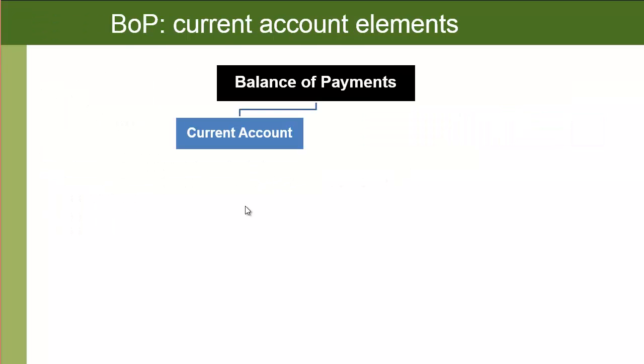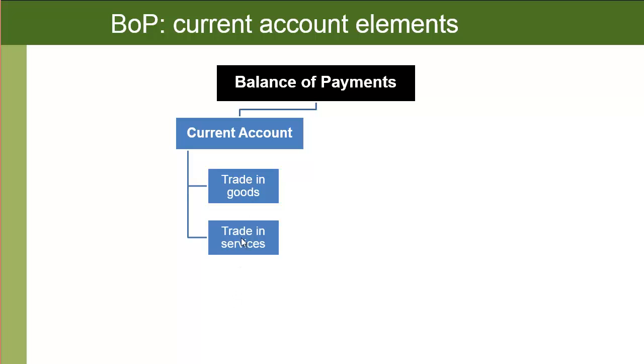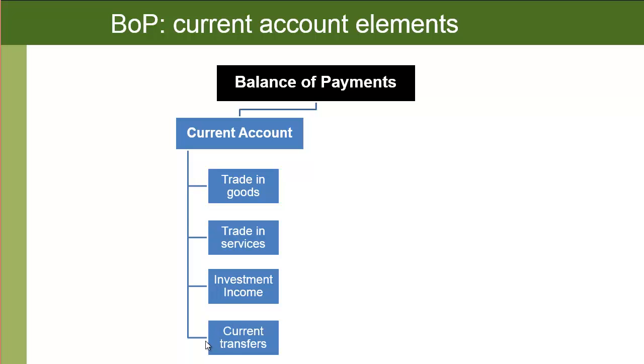So if we just go through the current account in a bit more detail, these are transactions which work themselves out within 12 months. Trade in goods, trade in services. The third element is income. Income from owning assets overseas. I'll explain that again in just a second. And then current transfers. An example would be the UK's subscription to international agencies, like the IMF.